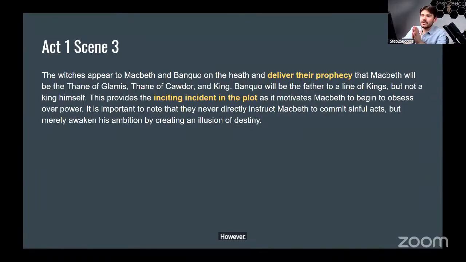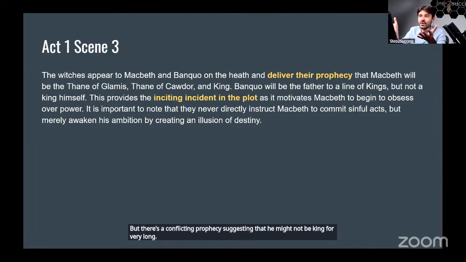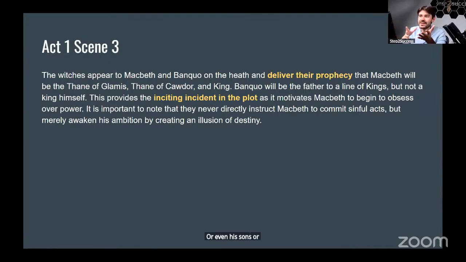However, the witches also tell Banquo that his sons will be king. So this makes Macbeth worried because Macbeth wants to be king, but there's a conflicting prophecy suggesting that he might not be king for very long, or even his sons or future sons be kings either. And so this makes Macbeth paranoid. It motivates Macbeth to begin to obsess over power. He wants to stay king, and he'll do anything to stay king.